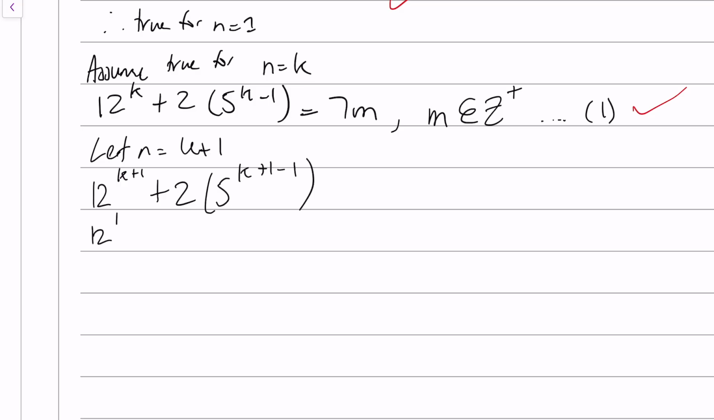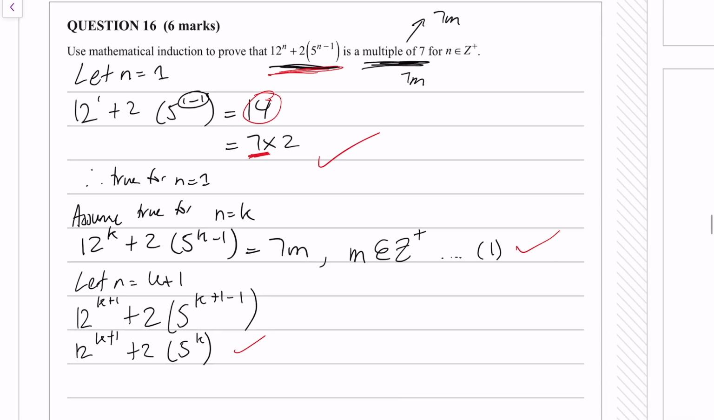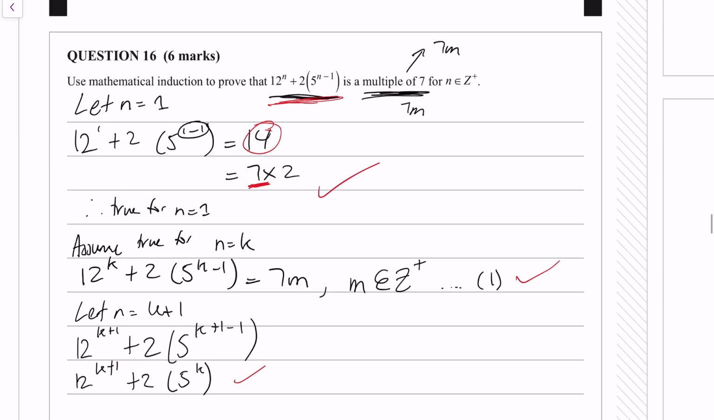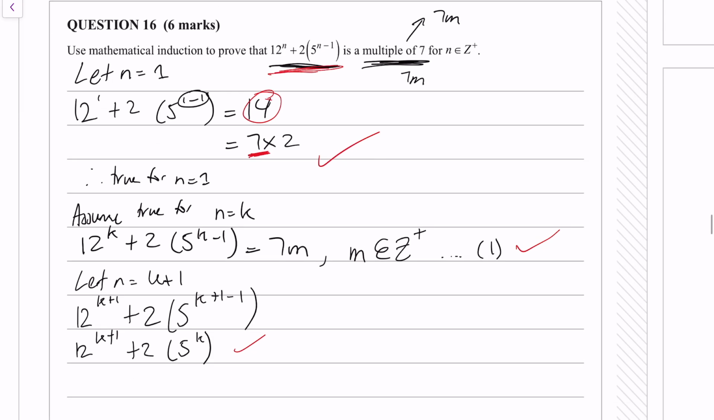And we'll obviously have to simplify it to get the mark. 5 to the power k. Yeah, so that's my third mark. These are easy marks. These are things that anyone can do, honestly. So just to recap: let n equals 1, assume true for n equals k, and let n equals k plus 1. It's a step-by-step process. They'll give you already half the marks.